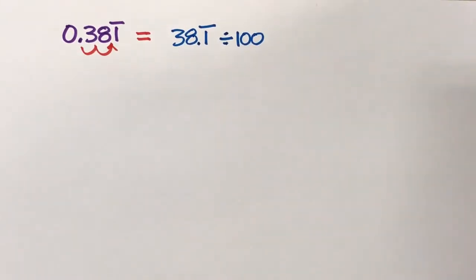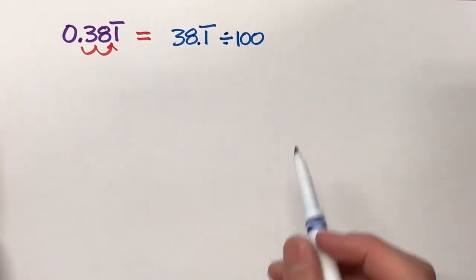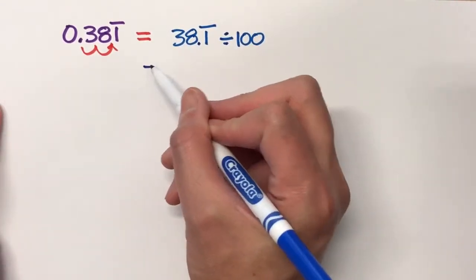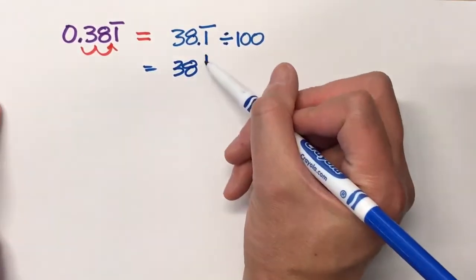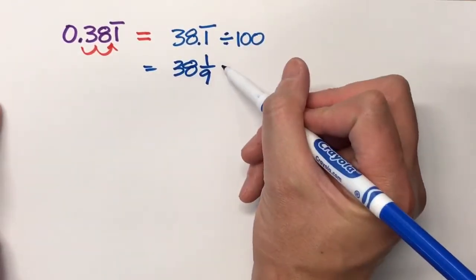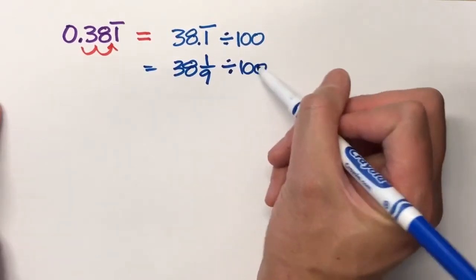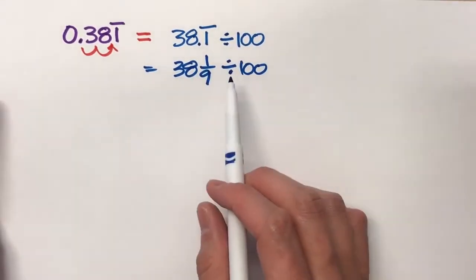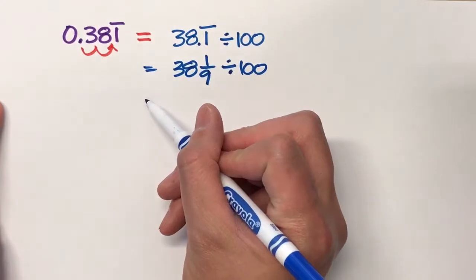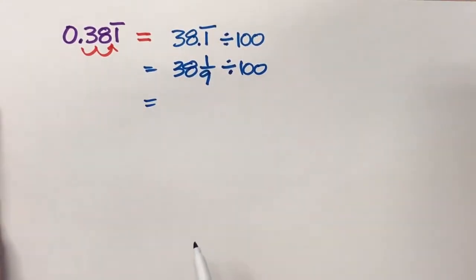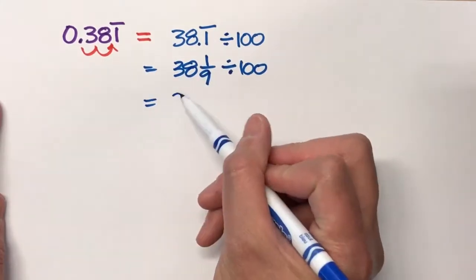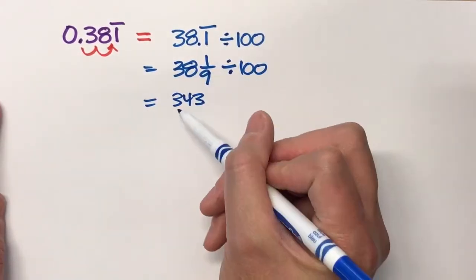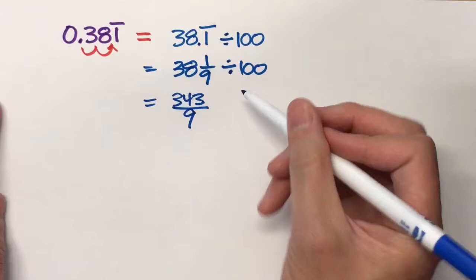So here's what we end up with. 38.1 repeating divided by 100. And we know that 38.1 repeating is 38 and 1/9 based on the patterns we learned a few days ago. Now, before we can divide it, just like we did yesterday, we're going to have to change this into an improper fraction. 38 times 9 plus 1, 343 over that denominator of 9.